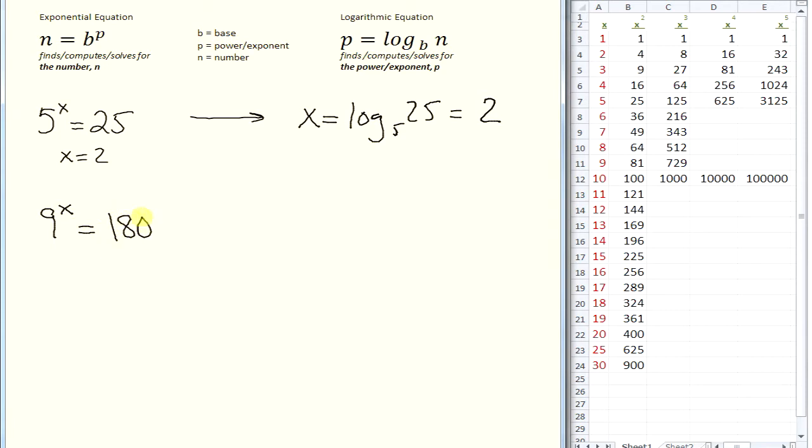It is not x equals 20, and the reason for that is, there's a couple things. I happen to know that 9 squared is 81. That tells me this on the chart way over yonder. I also know that 9 cubed is 729. Also told me in the chart over here. Therefore, I'm expecting my answer between 2 and 3. If I change it to a log form, x equals log of 180 to base 9, and learn how to evaluate logs of base 9, I will be able to come up with my answer.